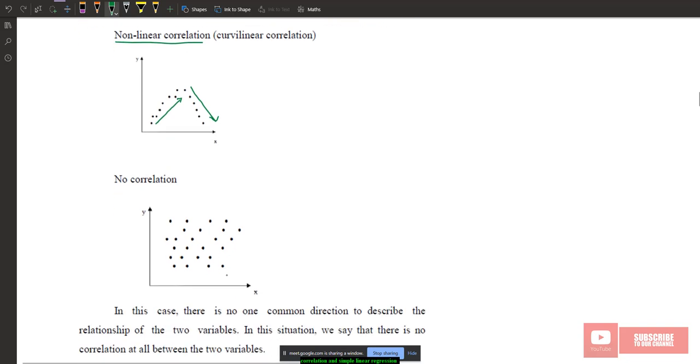When you have a scatter diagram like this, it shows that there is no correlation because there is no shape, whether upward or downward. So this is what we call no correlation between two variables.